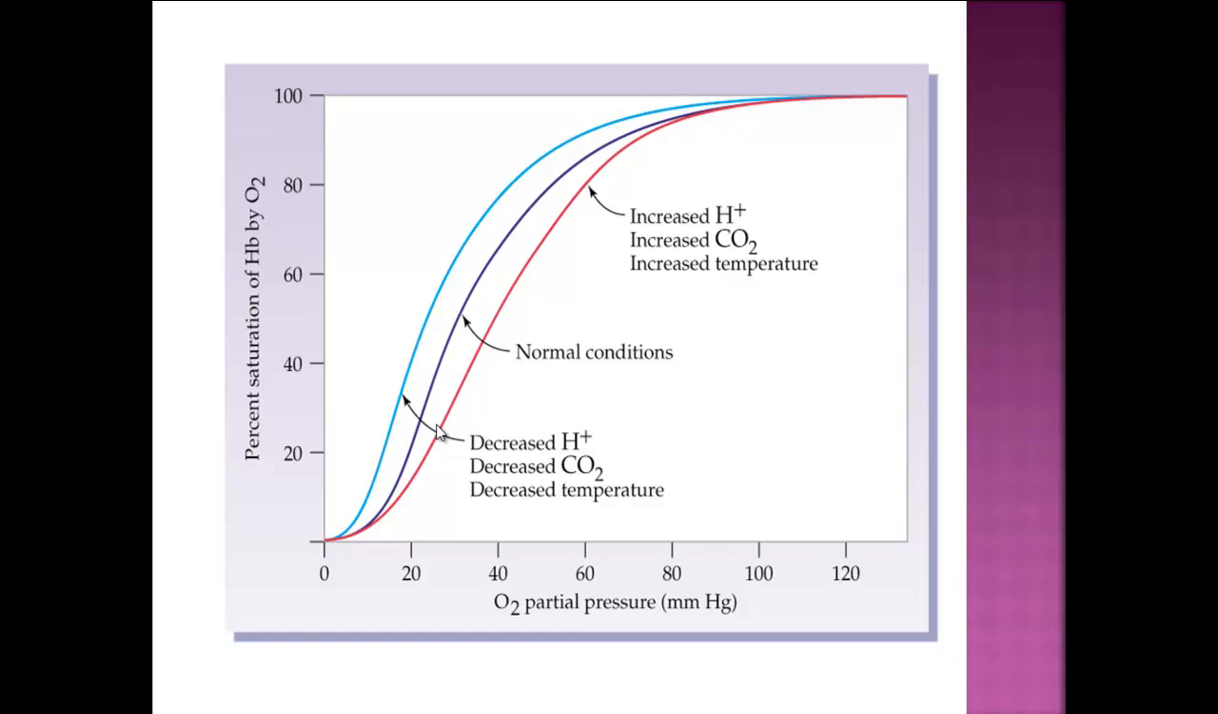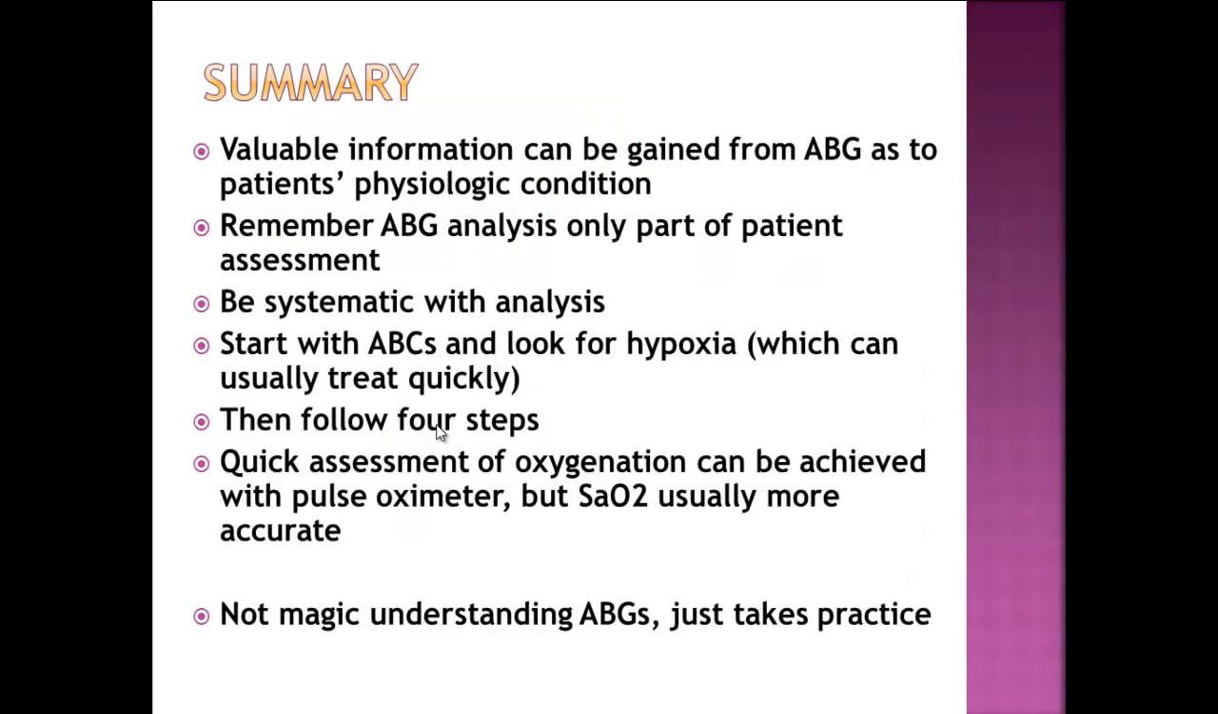Here's another picture showing a dark blue line that's the normal oxyhemoglobin curve, and a red line that is the increased hydrogen ion, acidic condition, with a right shift, and then the decreased hydrogen ion with a left shift in that lighter blue color there. So we can get a lot of valuable information from the ABGs as to the patient's physiological condition.